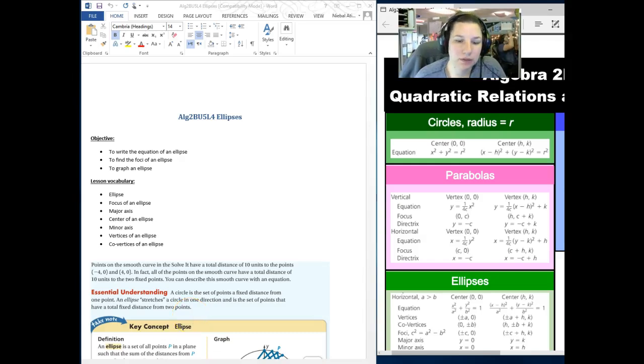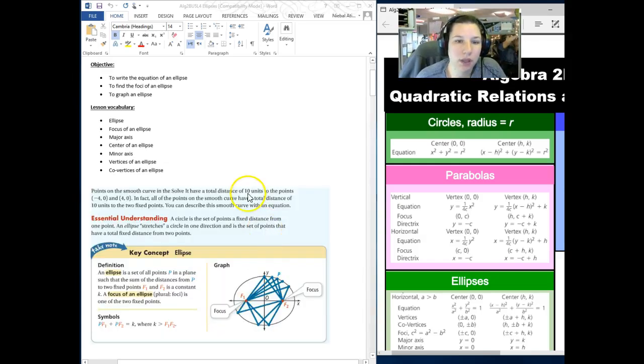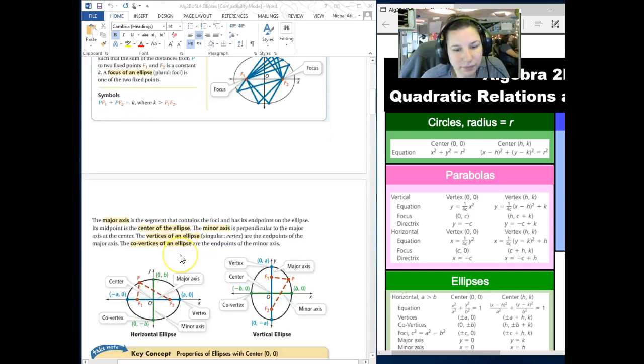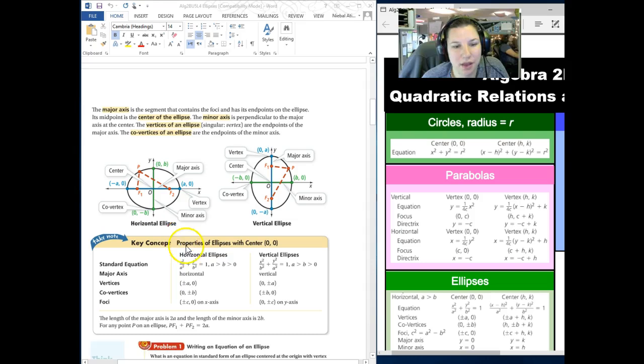Okay, ellipses. Your ellipses have some primary properties that you're going to be looking at. You need to know the focus, the center, the major axis, the minor axis, and the vertices. You'll notice these have a good label of what all of those components mean.